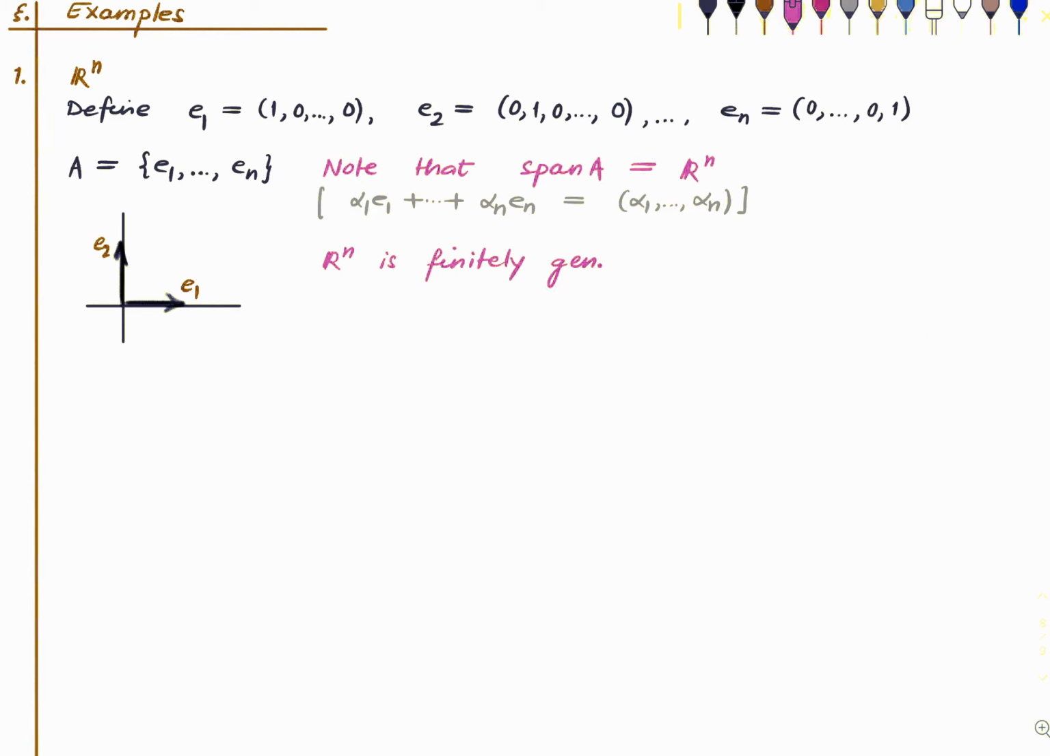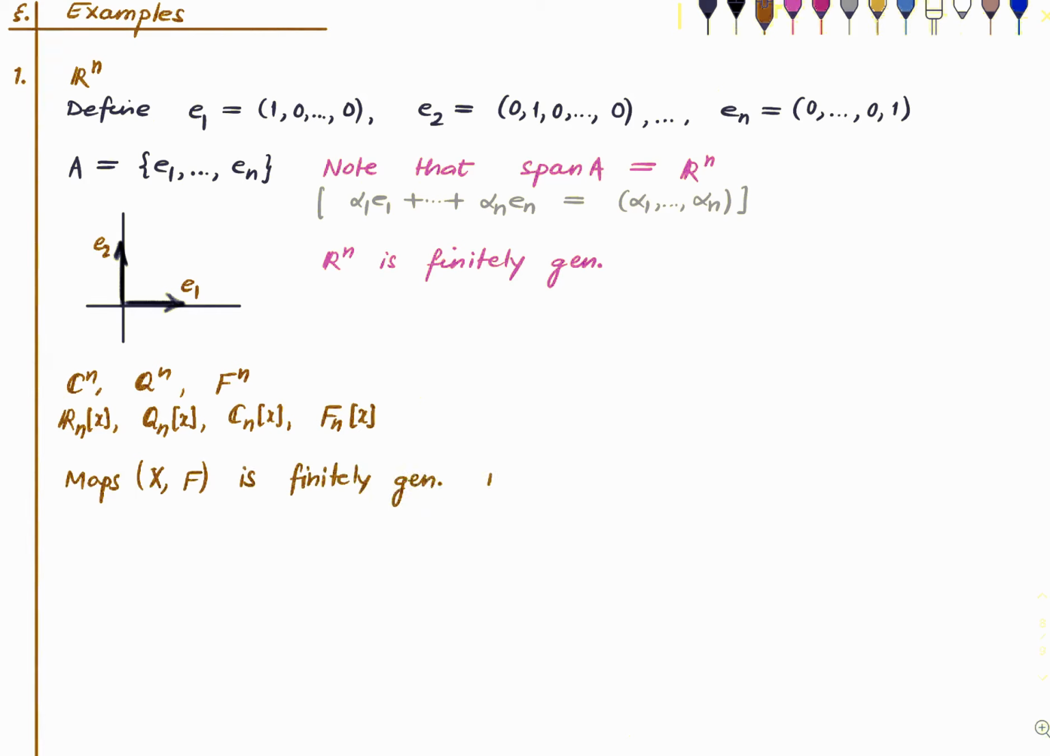And similarly, you can show that C^n and Q^n, in fact F^n, is finitely generated, and also R^X, Q^X, C^X, and in general F^X, where F is any field. These are all finitely generated if X is finite.